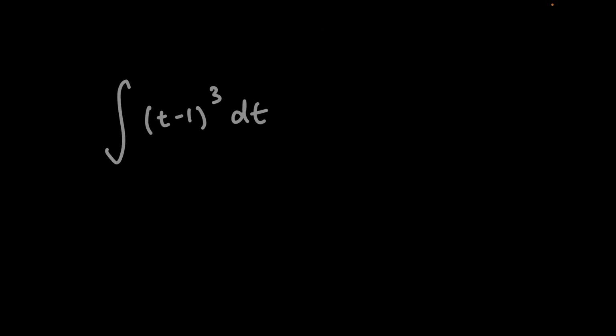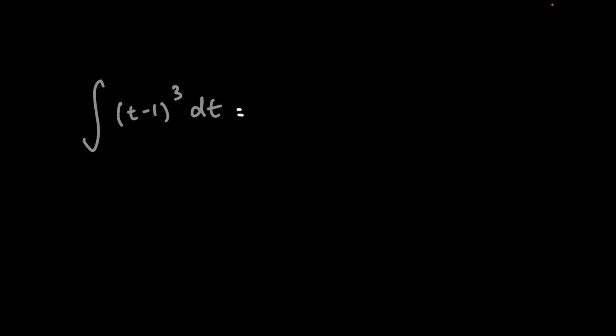Okay, this is our next question. The integral of (t minus 1) cubed. Let us work this out. First thing we're going to do is expand this out, and I'm going to easily expand it out using Pascal's triangle. So this is going to be the same as 1 times t cubed minus 3t squared plus 3t minus 1 dt.